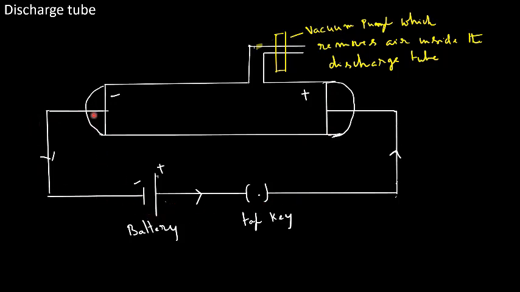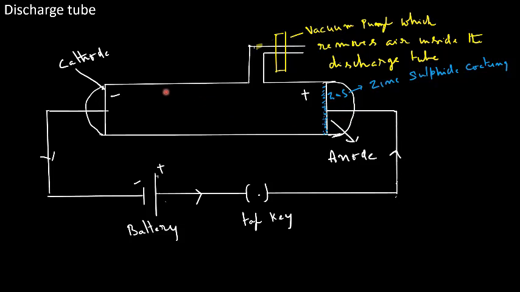This is the battery and this is the circuit. Now, this is cathode. The metallic plate which is connected to the negative terminal of the battery is referred as cathode, and the plate which is connected to the positive terminal of the battery is referred as anode. Cathode and anode. And the surface of anode is coated with zinc sulfide.